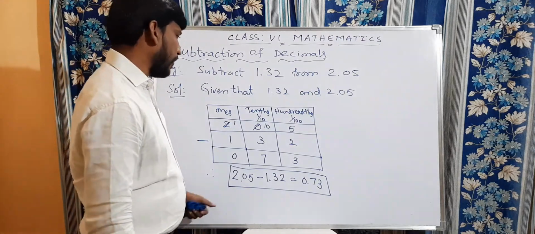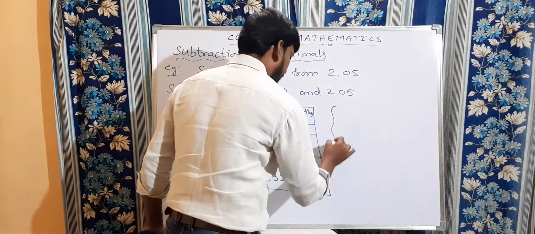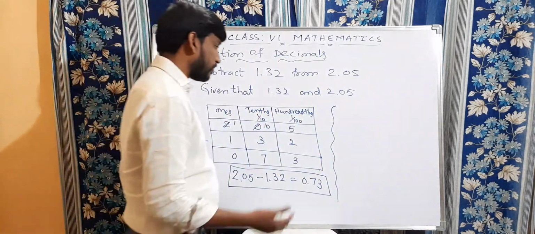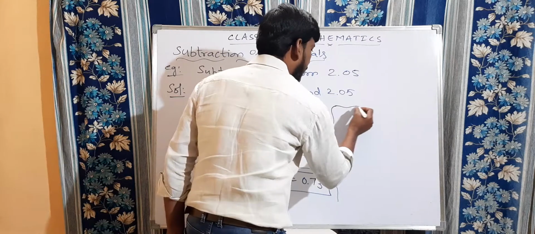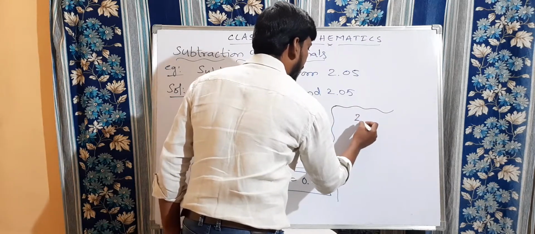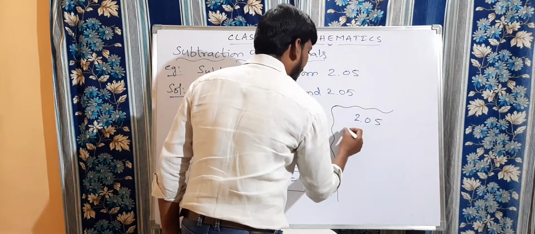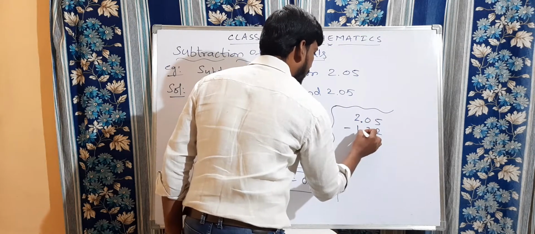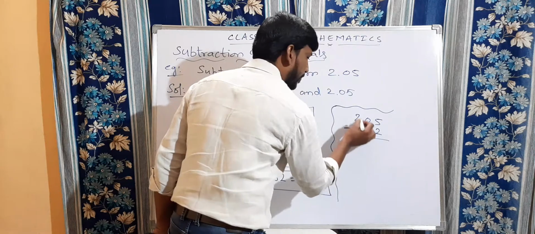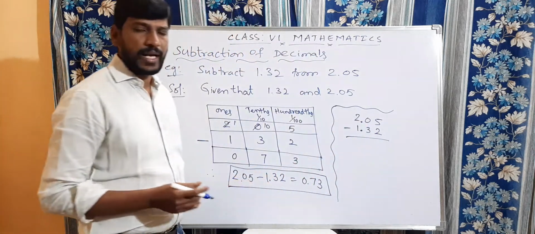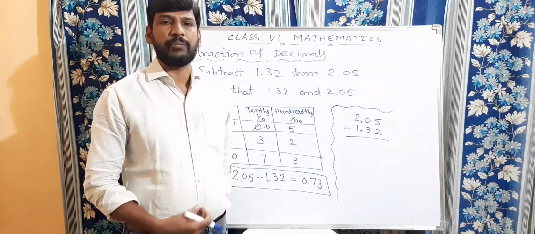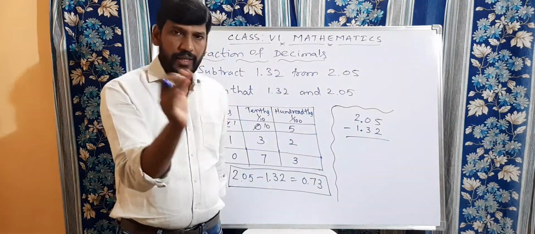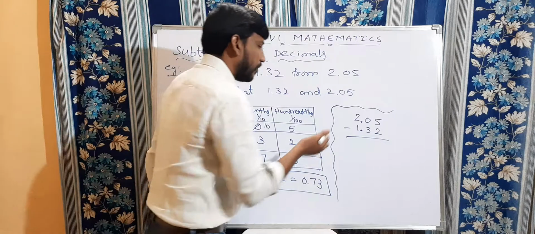Again, we can write this without using the place value chart. Directly we can write it using the column method. That is 2.05 minus 1.32. Clear, children? See the decimal numbers. I told you in the previous class, they should be in the same line. They need to follow some order. There is no zigzag. Now, normal subtraction.